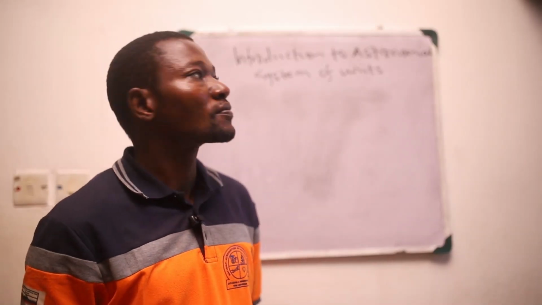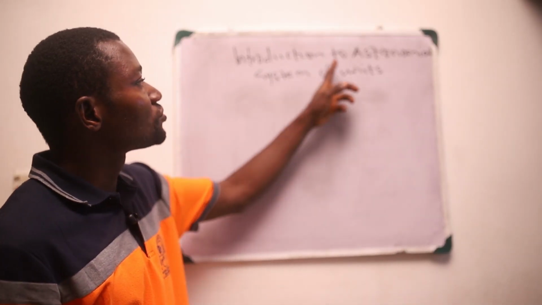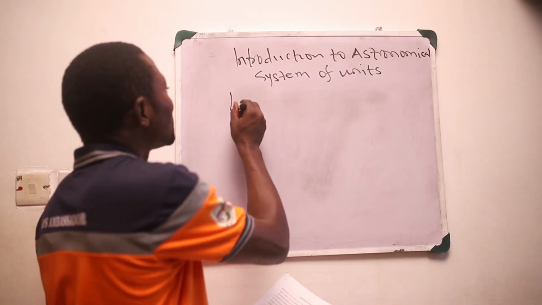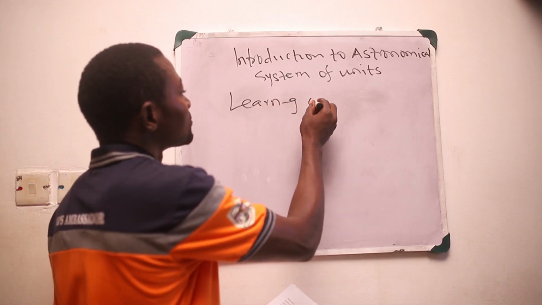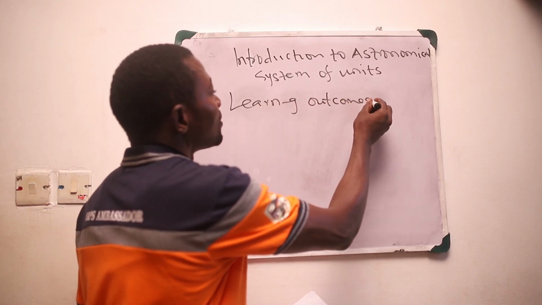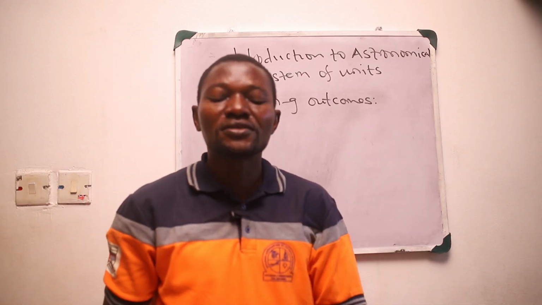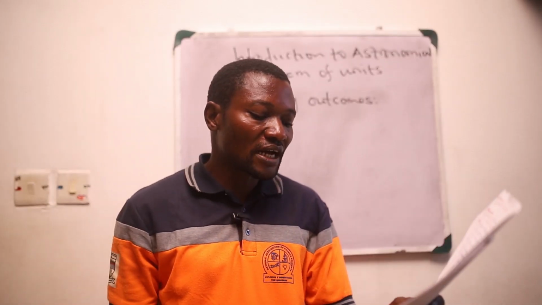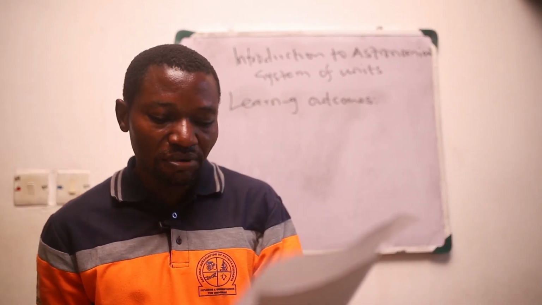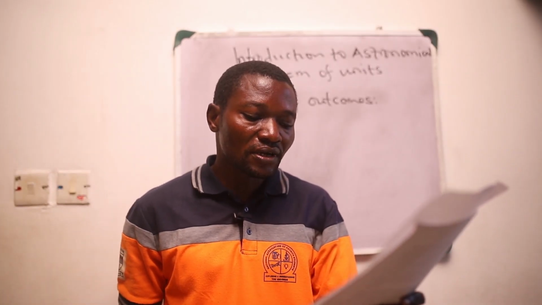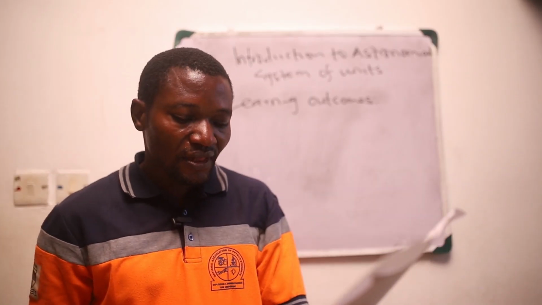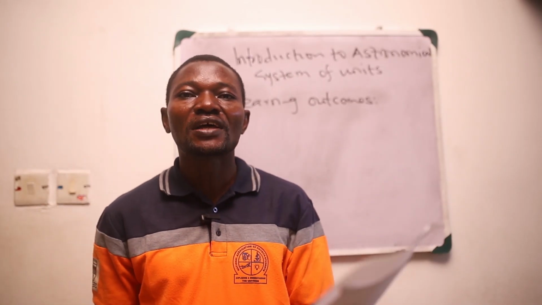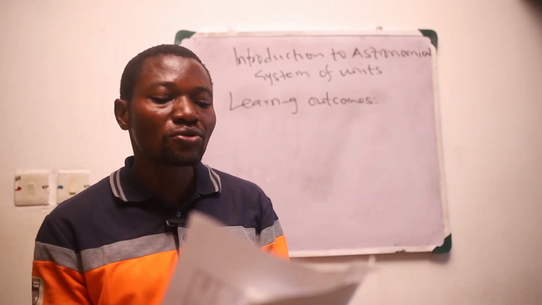In this video, we want to learn Introduction to Astronomical System of Units. Let's look at the learning outcomes. At the end of this video, you will know what astronomical system of units is all about. You will know astronomical unit of time, astronomical unit of mass, astronomical unit of length, and finally, small angle formula.